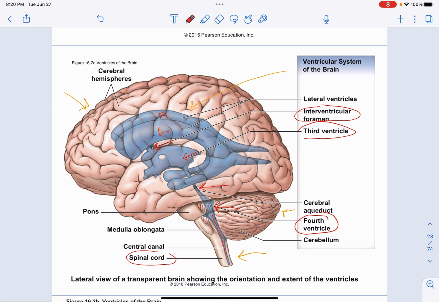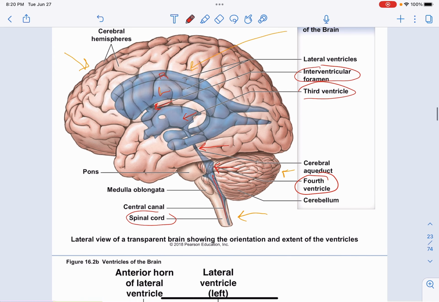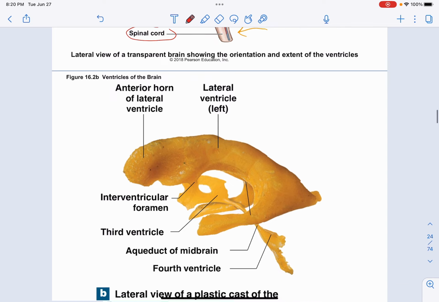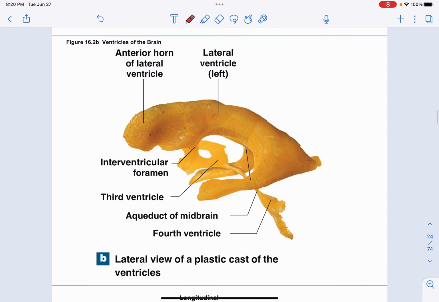Now, if we take these chambers, all these ventricles, and inject it with a plastic and fill it up, you would get a cast of those ventricles. And that is what is shown on this next slide. And I'm showing you this because we have this mold in lab for you to take a look and explore how these ventricles are set up.